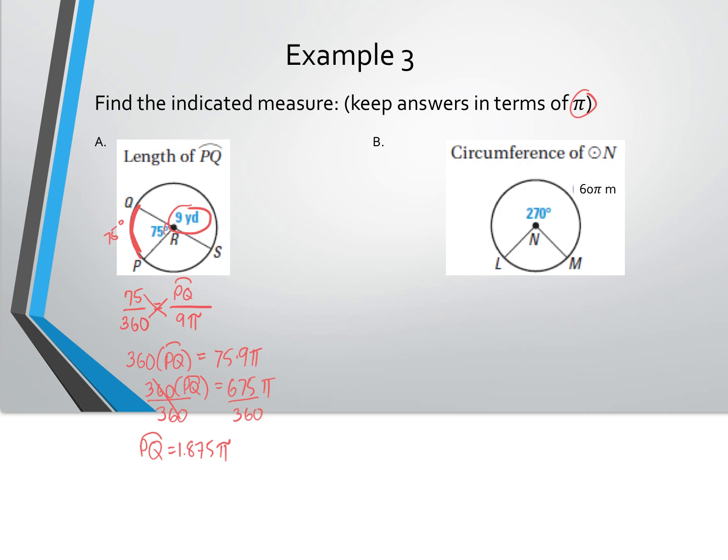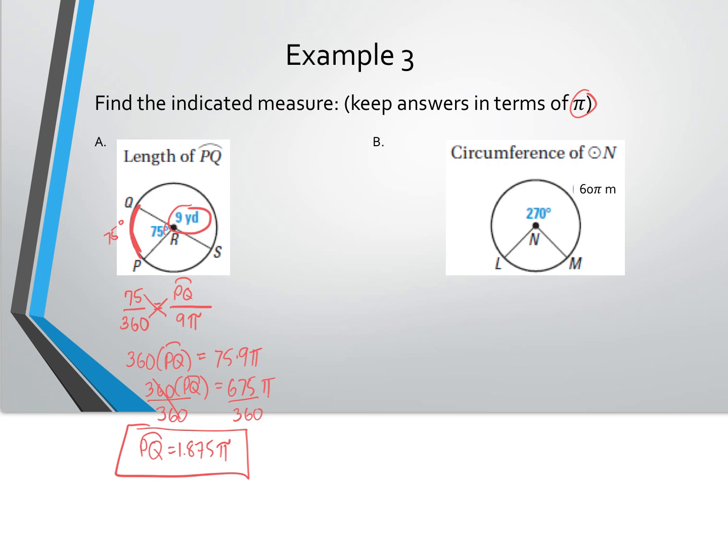Now I know that's not super satisfying to know in terms of pi, because it's kind of weird. You really don't know exactly how long it is, but this is the length. If I were multiplying everything out by pi, it'd be about 5.89 units. But again, that's how we solve it using proportions.